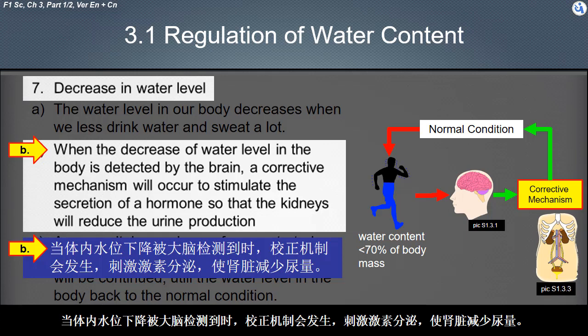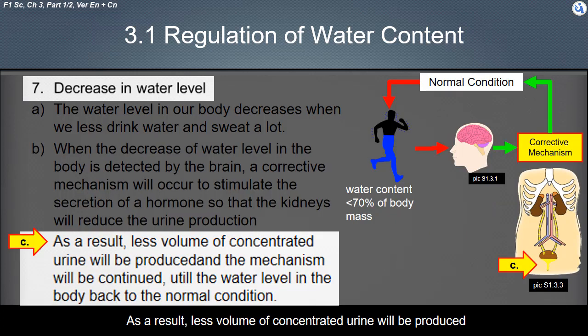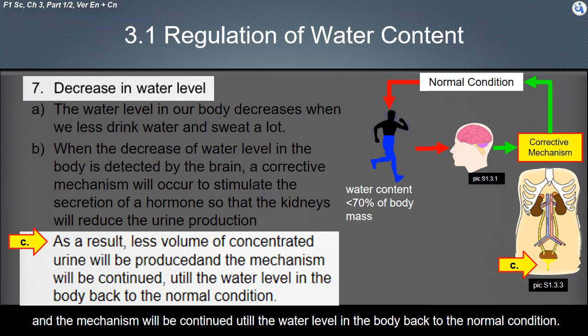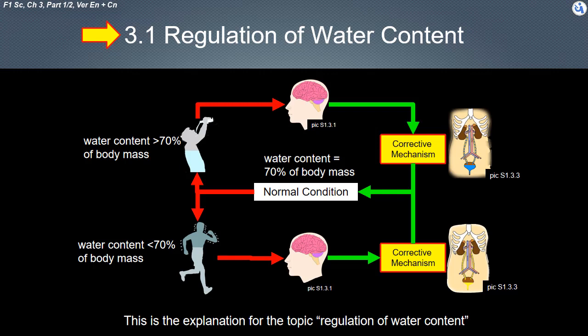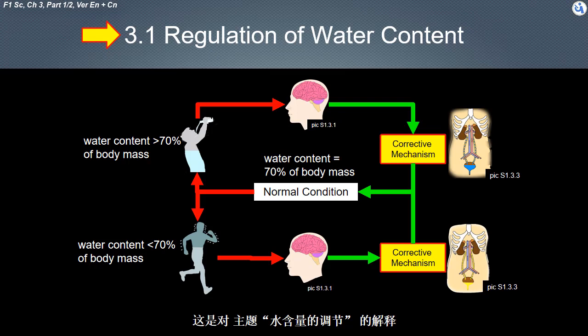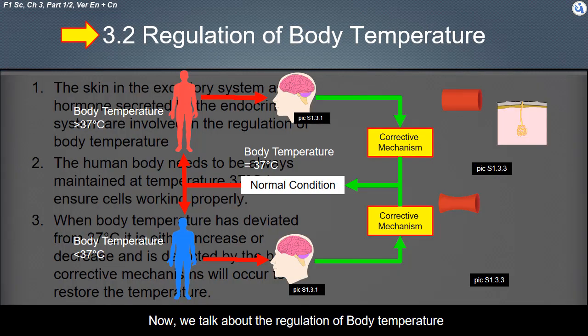As a result, less volume of concentrated urine will be produced. And the mechanism will be continued, until the water level in the body is back to the normal condition. This is the explanation for the topic, regulation of water content. Now, we talk about the regulation of body temperature.